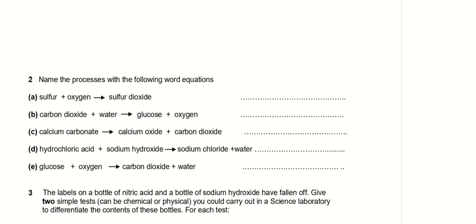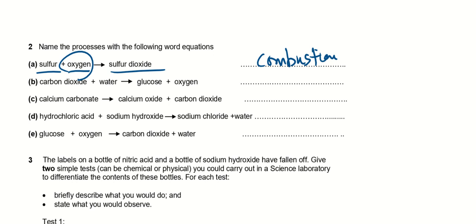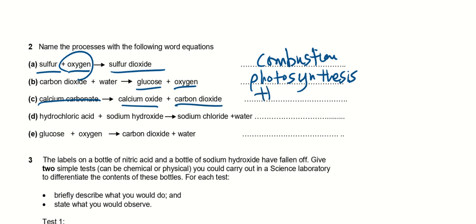Name the processes with the following word equations. So we have sulfur plus oxygen to form a new product. So plus oxygen, that means this must be combustion, right? Because it involves heating with oxygen. Now carbon dioxide plus water becomes glucose and oxygen. So this is your photosynthesis. Okay. Next, we have calcium carbonate. It becomes two products. So this is your thermal decomposition.